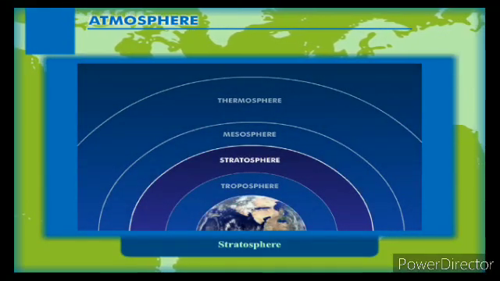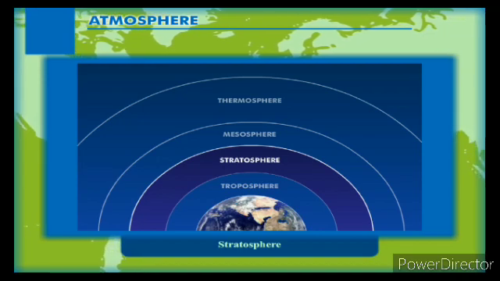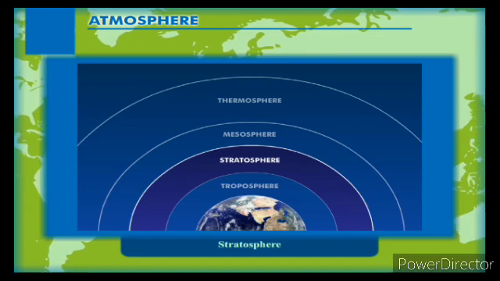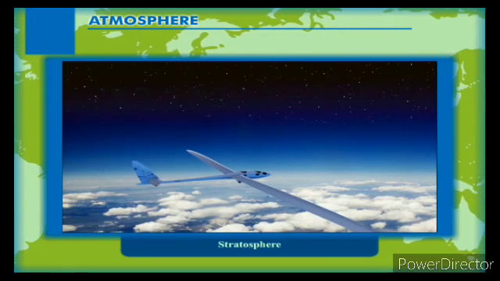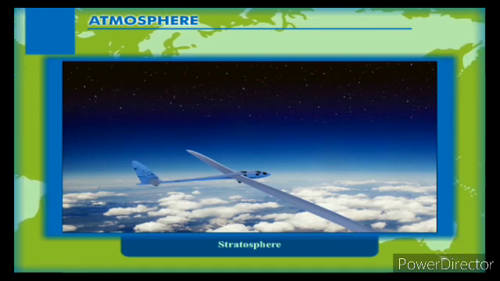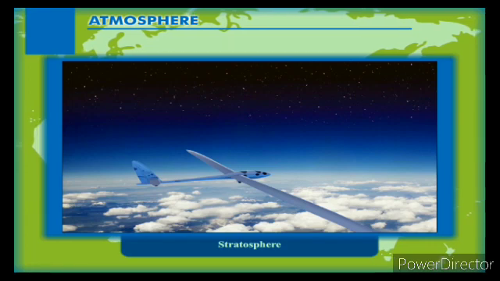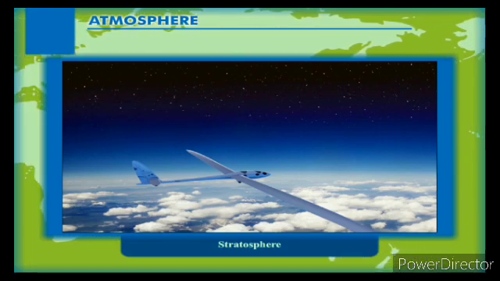Stratosphere. It lies above troposphere and extends to about 50 kilometers above the Earth's surface. There is a gradual increase of temperature in this layer. This is the layer in which air travel is safest because there are no bumpy pockets of air. Therefore, aircrafts usually fly in this sphere.